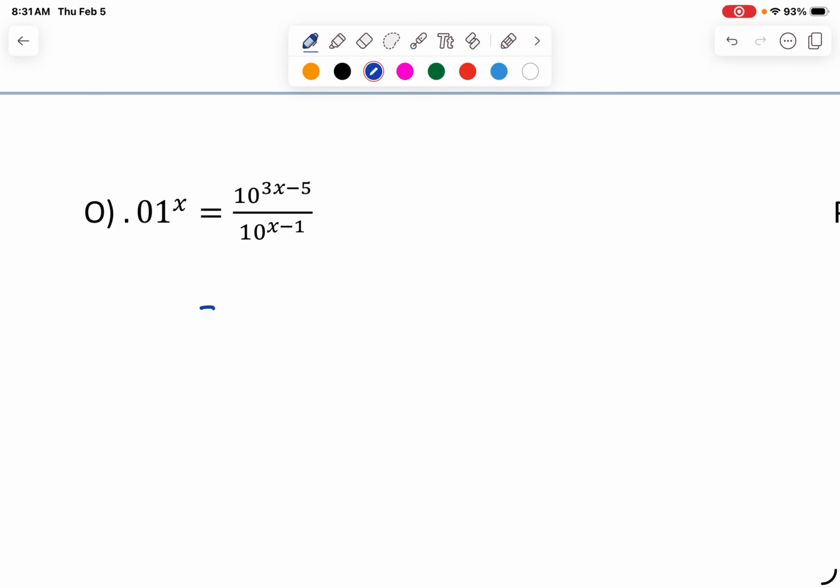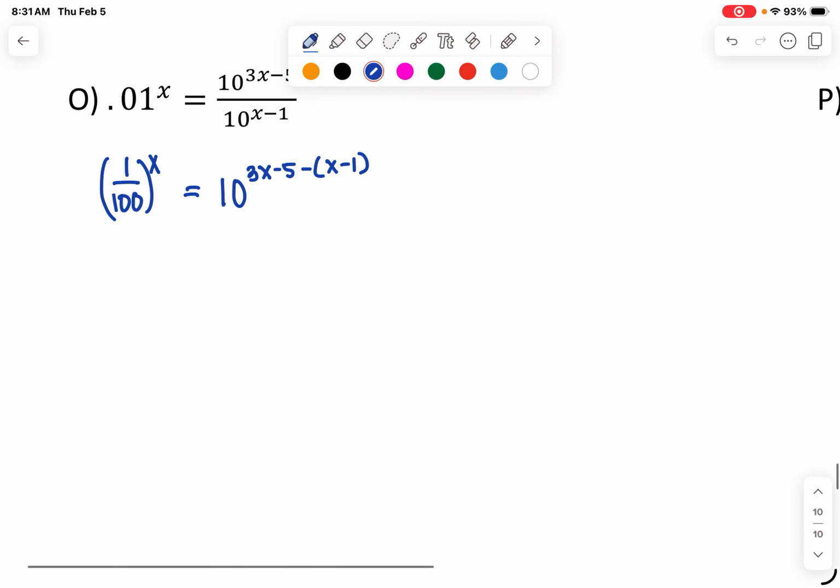All right, looking at this, I have a decimal, and decimals can be written as a fraction. So say out loud what that decimal is. That is 1/100th. So write it as that: 1/100th to the x power. And then this side, same base, keep your base, 10, subtract your exponents. So I have 3x minus 5 minus x minus 1.